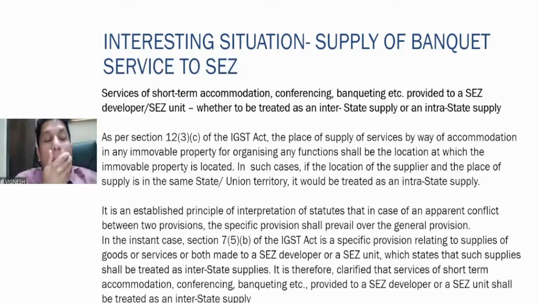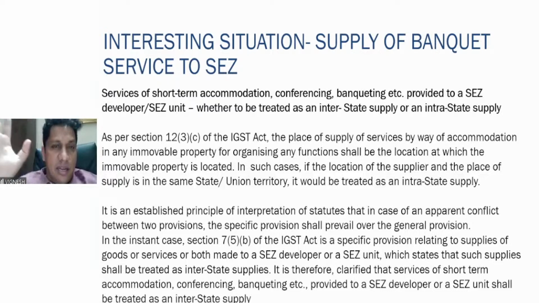Simple example I will tell you. Now, you are located in New Delhi. You travel to Bangalore, Karnataka, and you are staying in a hotel there. Let us say Taj XYZ hotel in Bangalore you are staying. So location of supplier of services is Bangalore, Karnataka. Place of supply is what? Specifically given in section 12. Place of supply is the place where the immovable property is located. Place where immovable property is located is Bangalore. Location of supplier of services is in Bangalore. So therefore, it is an intrastate supply.